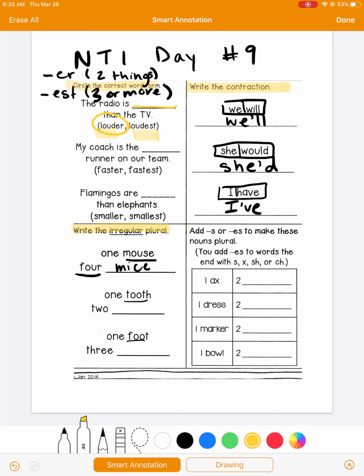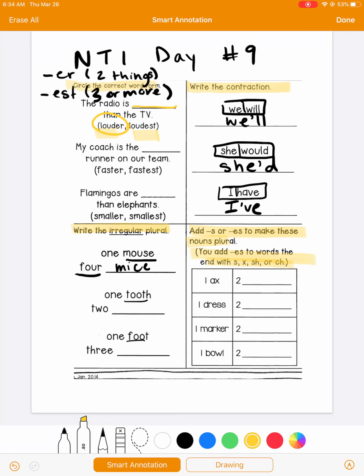Okay, so then if you just read the directions on this next part, you should be able to do this no problem. You're going to add an ES to words that end with S, X, sh, or ch, okay? Usually you add an ES to words that kind of sound like a hissing of a snake on the end, like X, dress, okay? Now you're only going to add an S onto words that normally you wouldn't have to, okay? So one of these, you don't have to add an ES. 2 of these, you don't have to add an ES, okay?